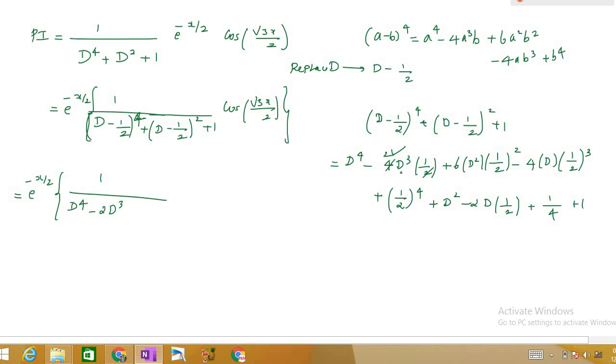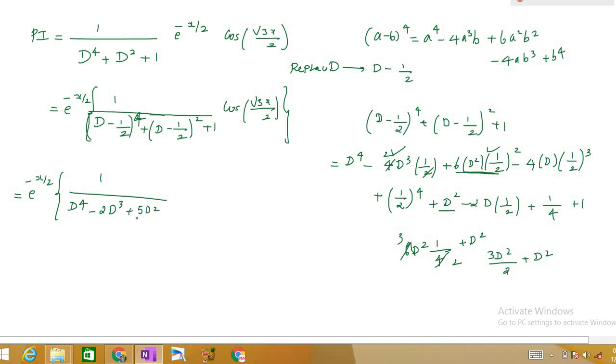Now we have to collect the D square term. You can see there is one D square term here and one D square term here. So we have 6D square times 1 by 4, since (1/2)² is 1 by 4, and here we have 1D square term. So we cancel: 3D square by 2 plus D square, which is 5D square by 2.